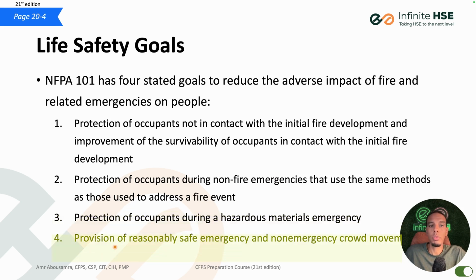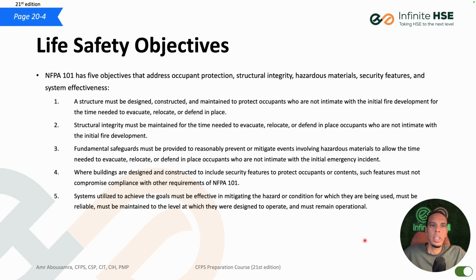And last thing, provision of reasonably safe emergency and non-emergency crowd movement, because during emergencies and evacuation there is a crowd. We have to manage this crowd. So these are the 4 life safety goals. As you can see, it's more qualitative, not quantitative. Second thing, let's see the life safety objectives.